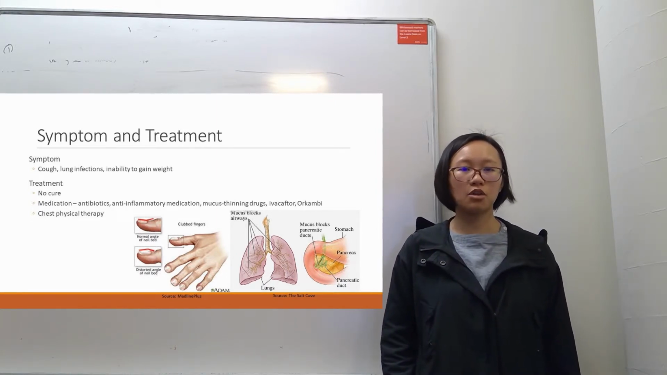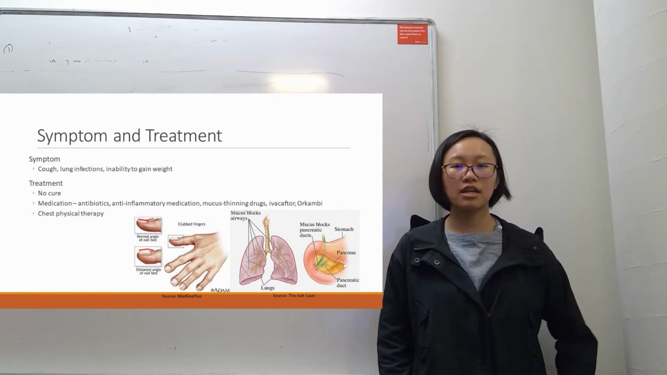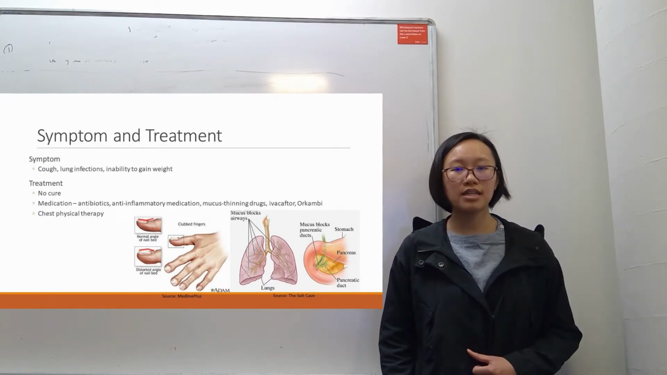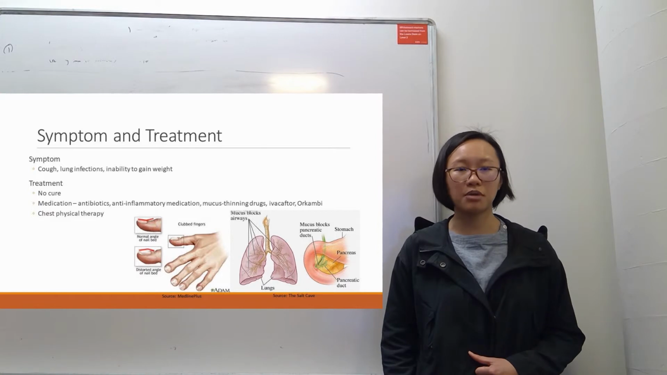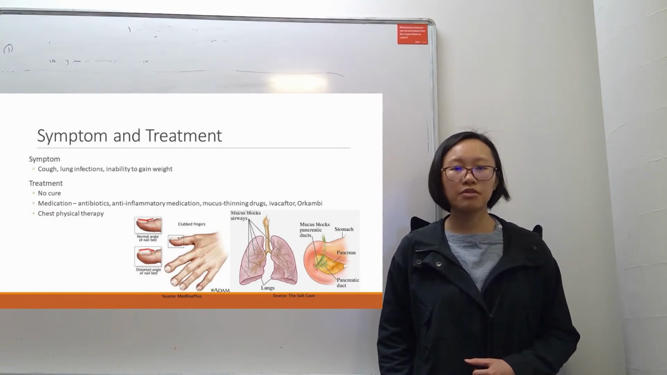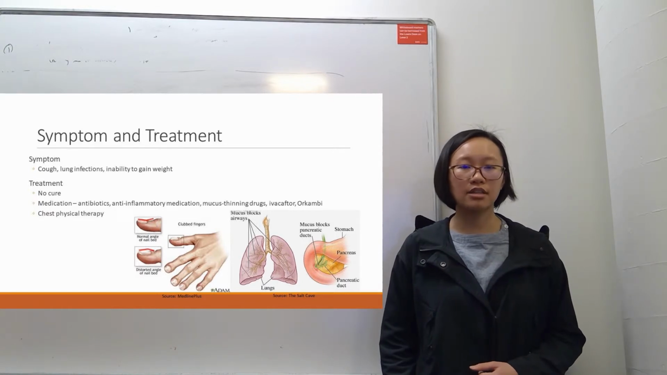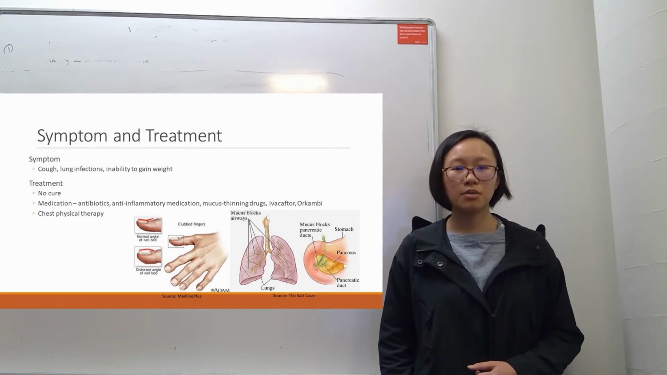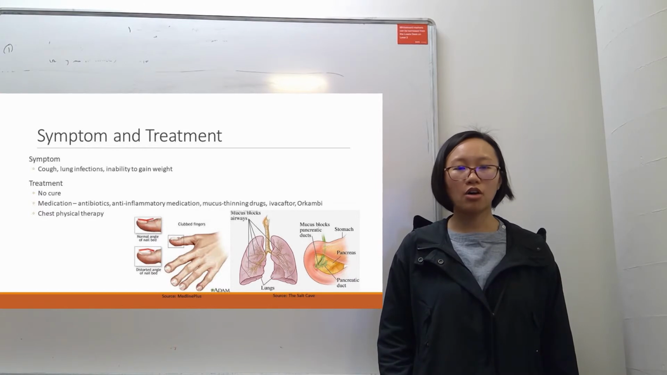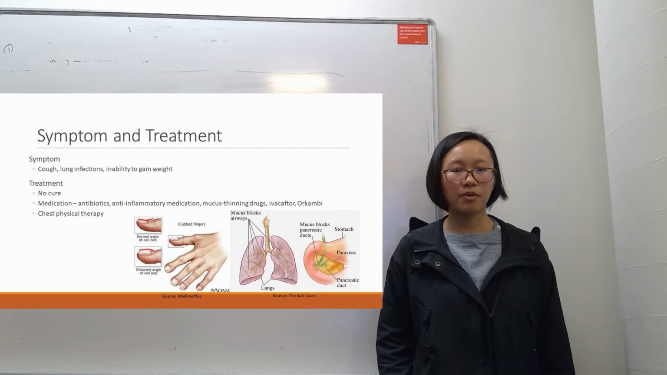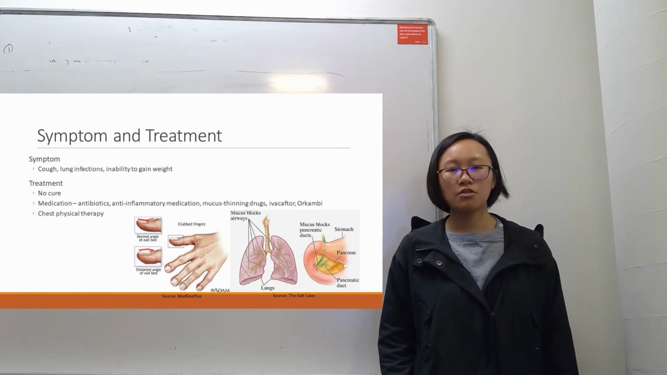But for current treatment, there is no cure for CF. The treatment can only ease the symptoms and reduce the complications. The purposes of treatment are to prevent and control the infections that occur in the lungs, remove and loosen the mucus in the lungs, prevent intestinal blockage, and provide enough nutrition.